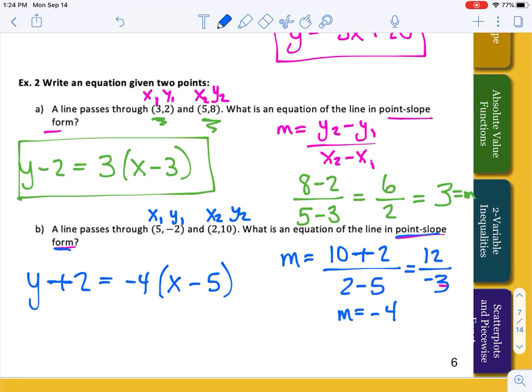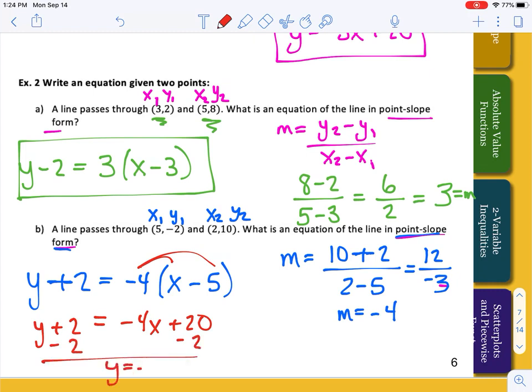And that is it. If you wanted, you could also write this into slope-intercept form by distributing once again. But this is slope-intercept, not point-slope, so Math Excel would not take that. Make sure if it's asking for point slope, you plug it in like this.